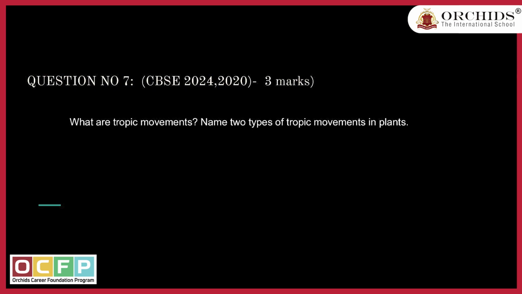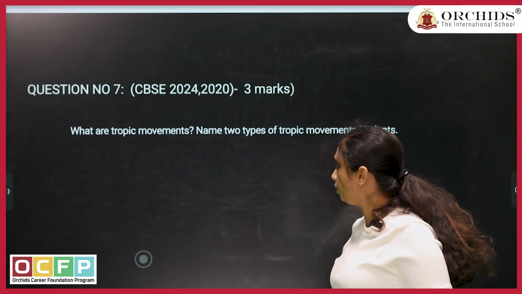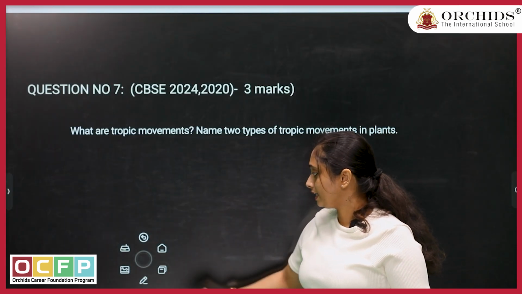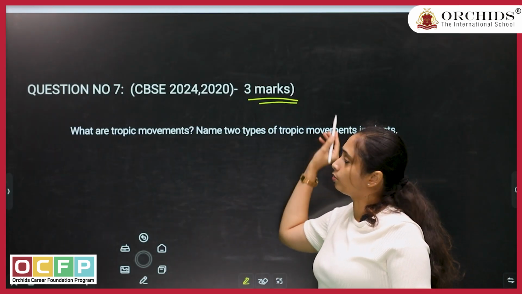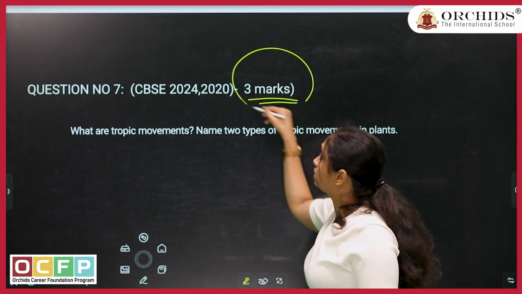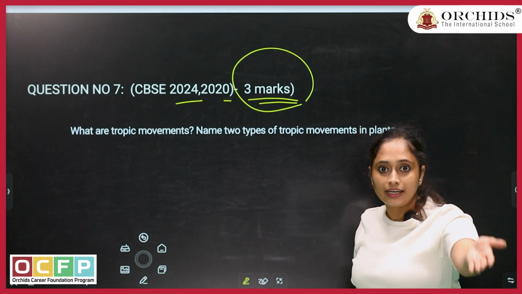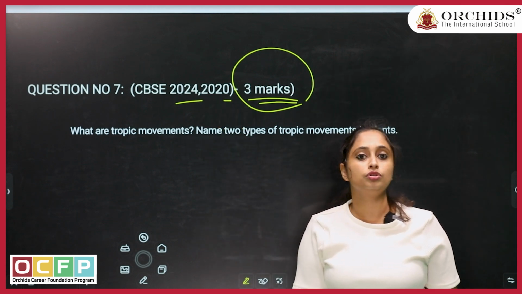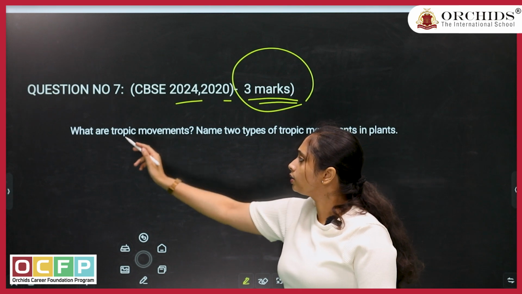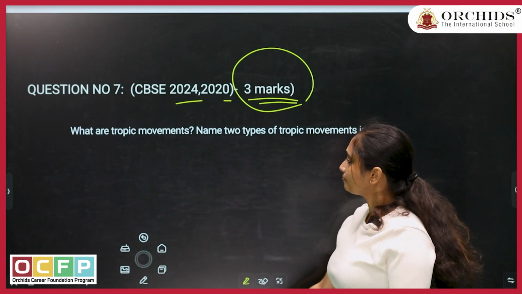So, let's move to our 7th question. The question was asked in 2024 and 2020, and here you can see that it is a 3-mark question. The weightage of this question is 3 marks. And it was asked in two years, that means the latest, 2024, and also 2020. So, what is the question? Come to the question now.